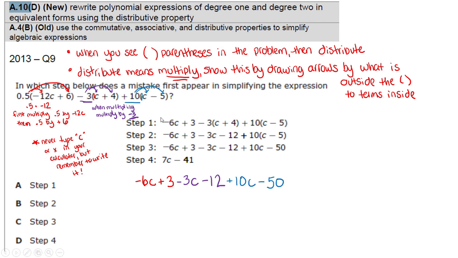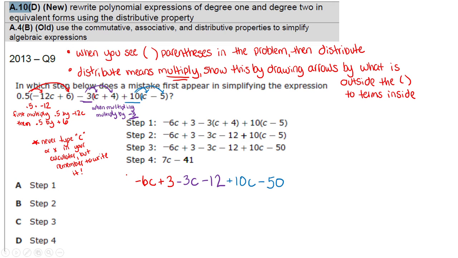Here comes the next parentheses. Now I need to multiply positive 10 times c. I'm going to get positive 10c. And then 10 times negative 5 is negative 50. So this is everything written out, everything distributed. I'll talk about these steps in a second, which step has the mistake.